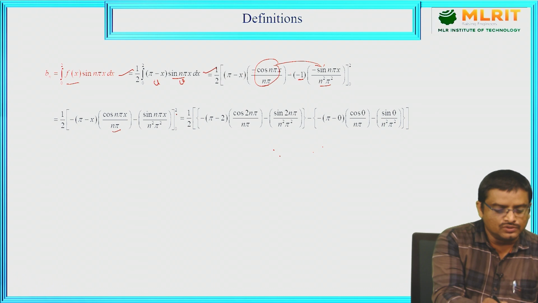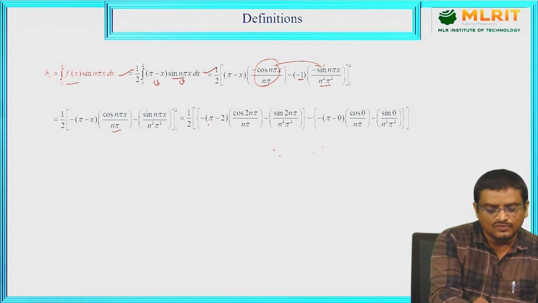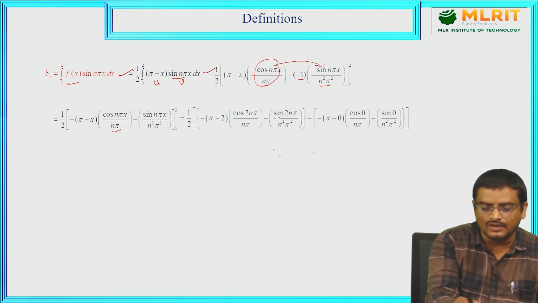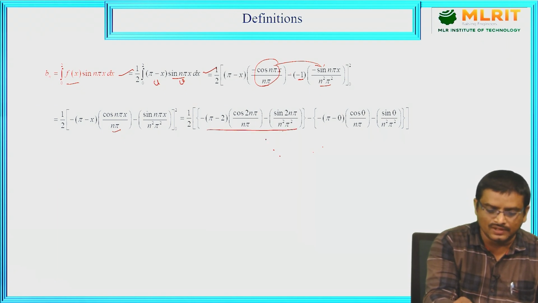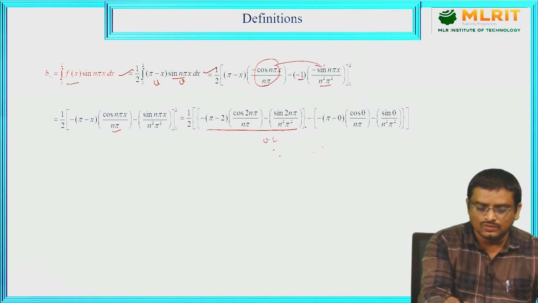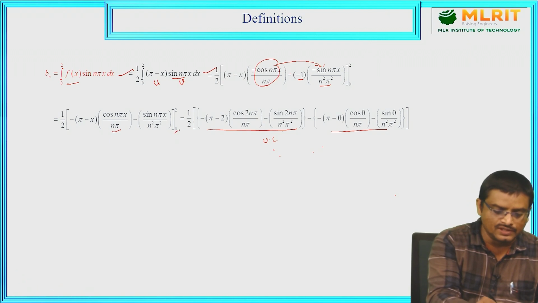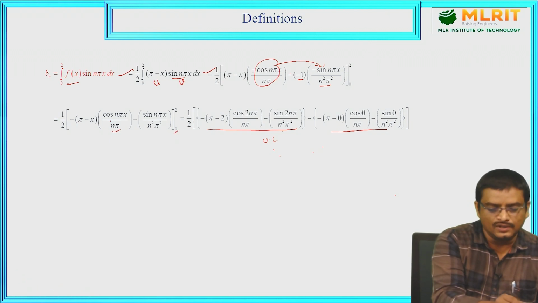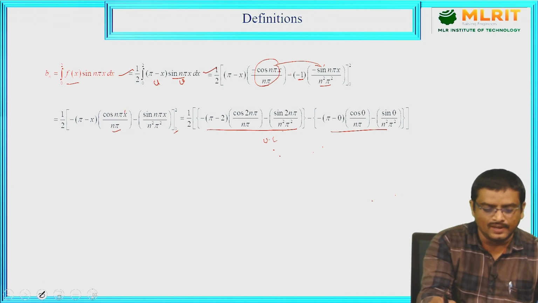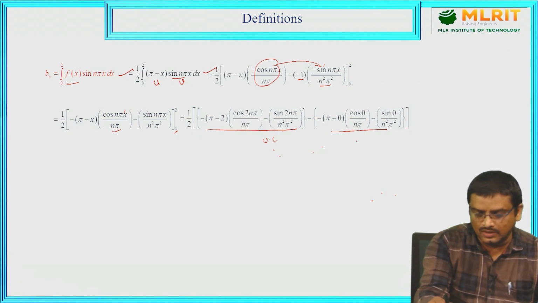So put x is equal to 2 here as usual. So minus of pi minus 2 cos 2 n pi by n pi minus sin 2 n pi by n square pi square. So this is the value after substituting the upper limit here, and now minus lower limit. Now here you substitute x is equal to 0 because our lower limit is 0. So minus of pi minus 0, and here x is 0. So you will get cos 0 by n pi minus sin 0 by n square pi square here. So this is the value you will get after substituting the lower limit here.